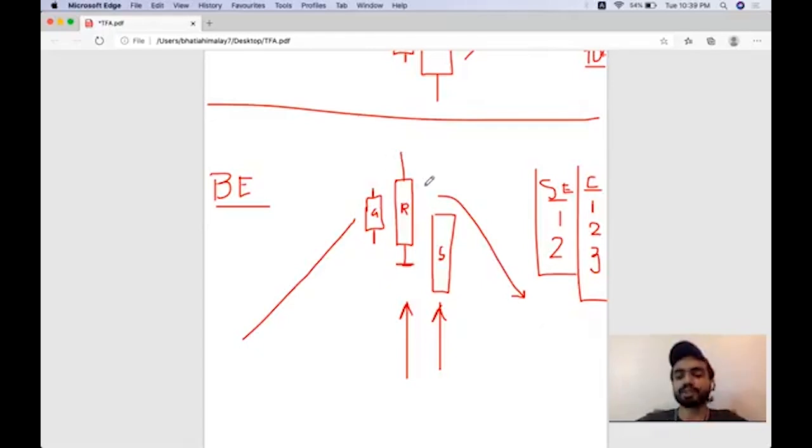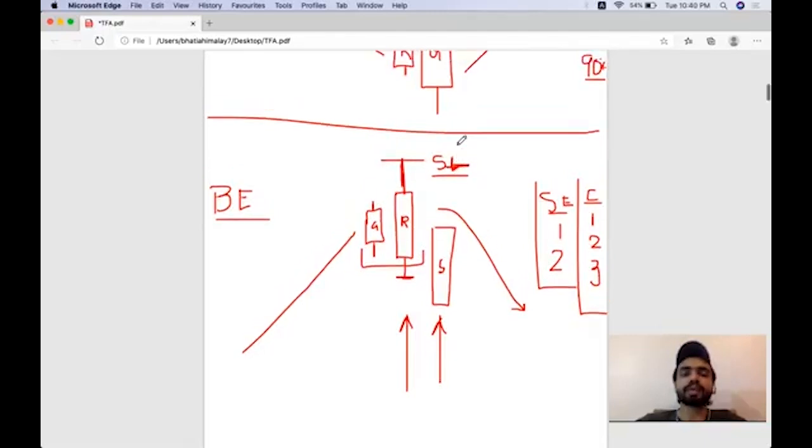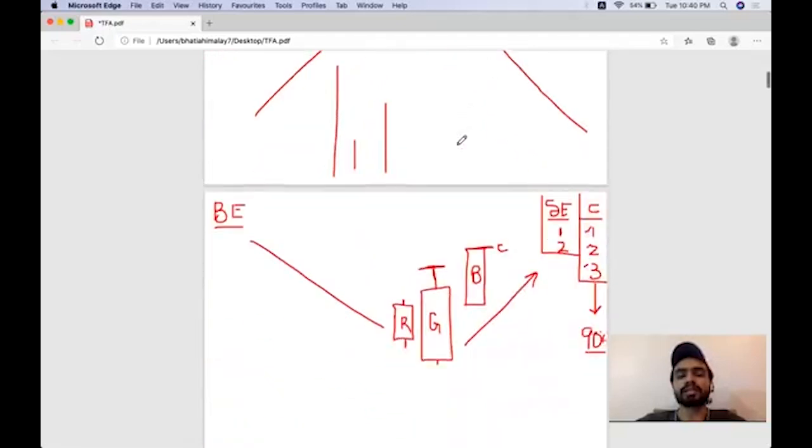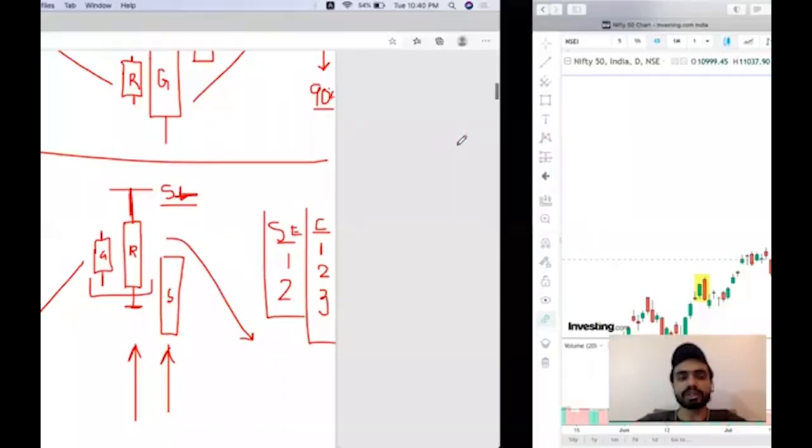So where will I place my stop loss in such a case? The uppermost part of either of the two candles of the pattern. So whichever has a longer upper shadow, I will take that as my stop loss. All right. So this is for the two patterns, and let's take a few examples from the charts.